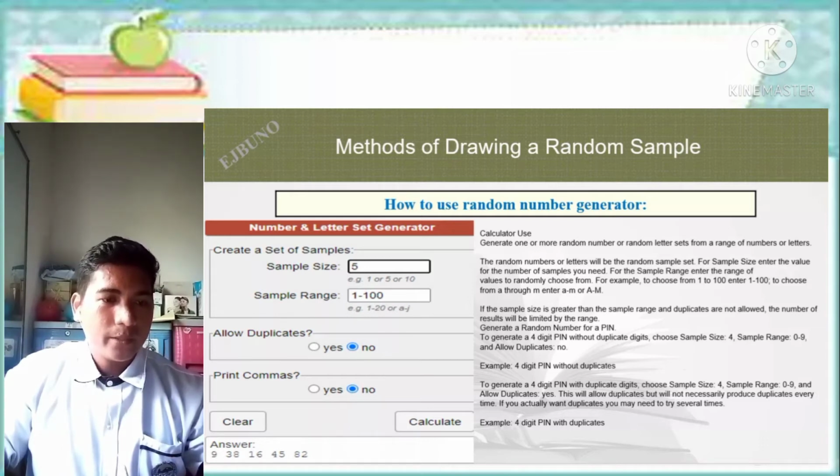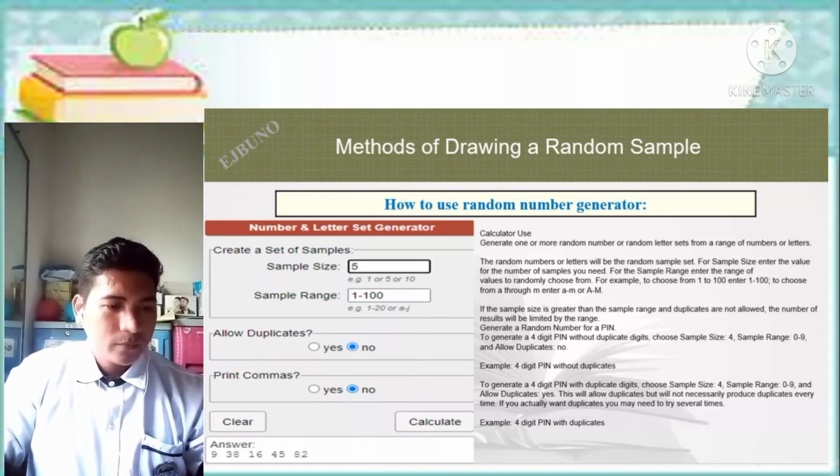Numbers and letters set generator. Create a set of samples. Sample size 5. Sample range 1 to 100. Allow duplicates? No. Print commas? No. And then calculate. The answer is 9, 38, 16, 45, and 82.